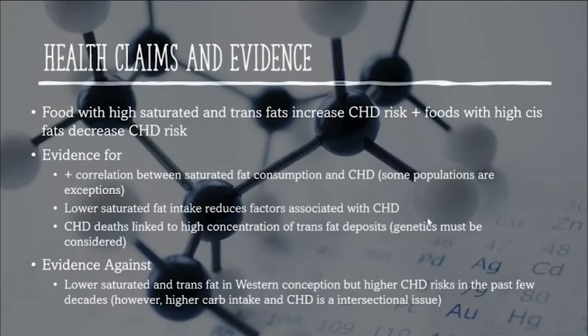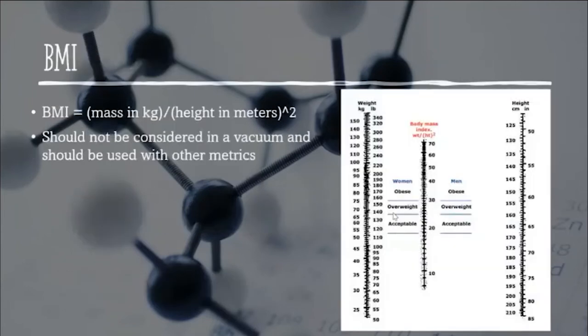The last part of this is BMI. So you just need to know how to calculate BMI. It's mass in kilograms divided by height in meters squared. Also know that BMI is not to be used in a vacuum. It should be used in combination with other metrics because there are going to be exceptions to BMI. This is true of any statistic, you never use it by itself. BMI particularly doesn't work great with pregnant women or athletes.